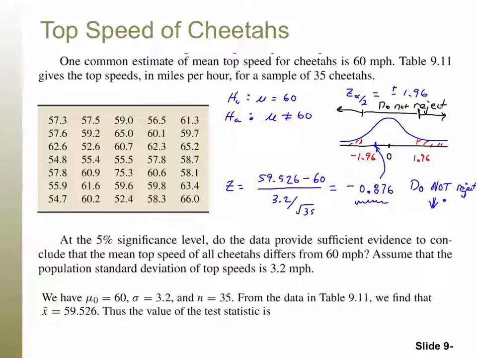What does it mean in this context to not reject the null hypothesis? Paul? That there's a possibility that cheetahs run a mean of 60 miles per hour. Yeah, not enough evidence for us to say otherwise. So it's very possible that cheetahs have a mean of 60 miles per hour, and there's not enough evidence to say that they don't.